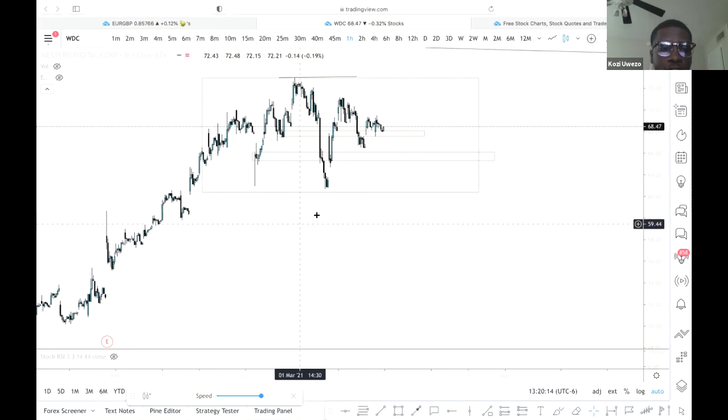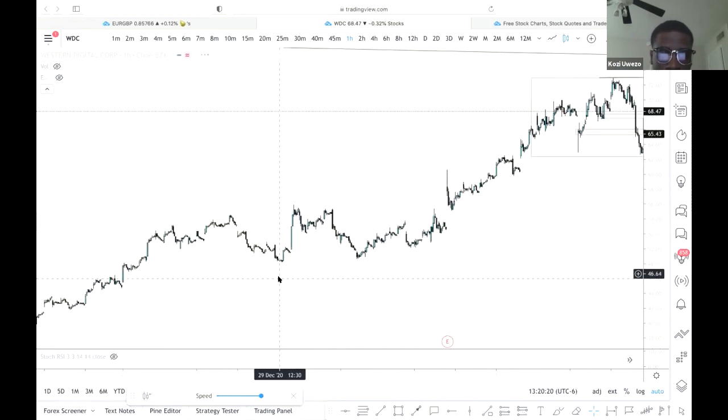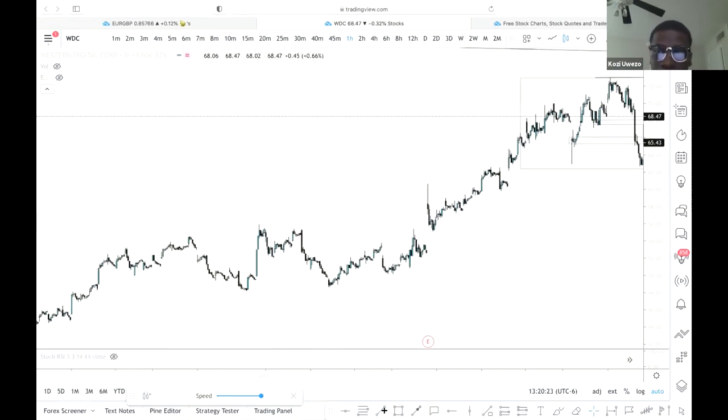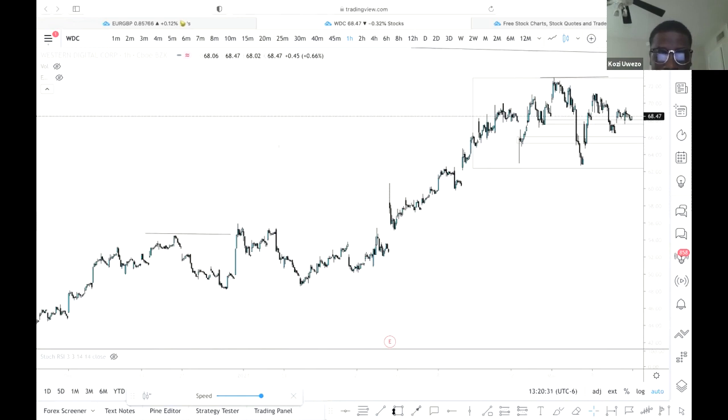If you want to catch a continuation, basically just look at the point that made a new high. Let me show you an example, right? Perfect example right here. Look, this guy. All right, perfect example right here. So we're in an uptrend, right? Check this out. Price came, boom, boom, boom.